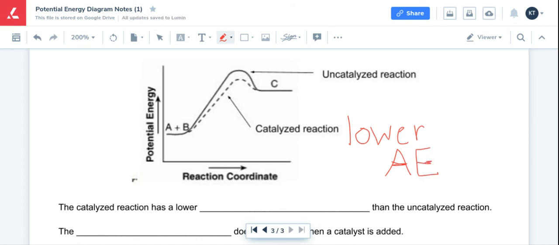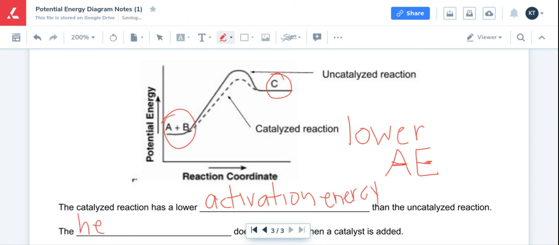But notice what it doesn't change. It doesn't change where the reaction starts. It doesn't change where the reaction ends. So it lowers the activation energy, but it does not change the heat of reaction. And the heat of reaction is the delta H determined by product energy minus reactant energy. So if neither of those change, neither does the heat of reaction. So the only thing a catalyst will change is the activation energy.